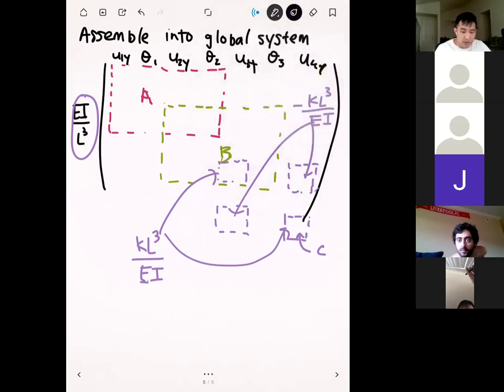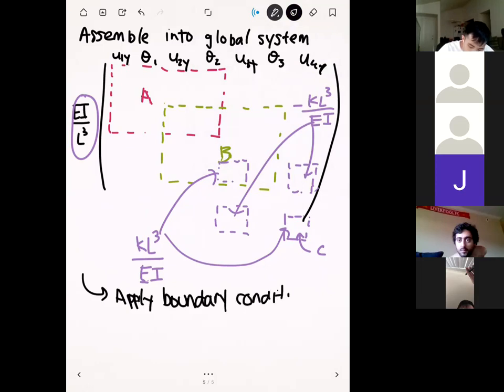Okay. Any questions on the global stiffness matrix? Okay. And so just like we have in the past, now that we have this global stiffness matrix, our next step is to apply boundary conditions. Okay. And so in this particular case, we have 2 boundary conditions. So we have a fixed boundary condition on the left-hand side at node 1. So that's going to knock out both u1y and theta 1, I'm sorry.